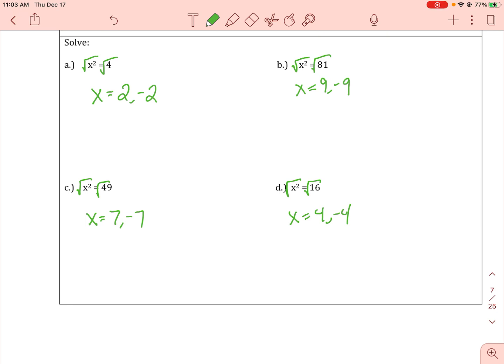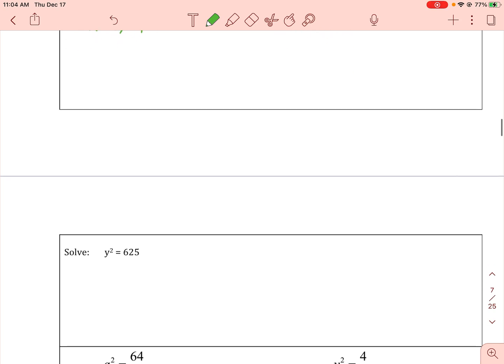Again, that means when you substitute 4 into x, 4 squared is 16. And when you substitute negative 4 in for x, you get the quantity negative 4 squared, which is negative 4 times negative 4, which also equals 16.